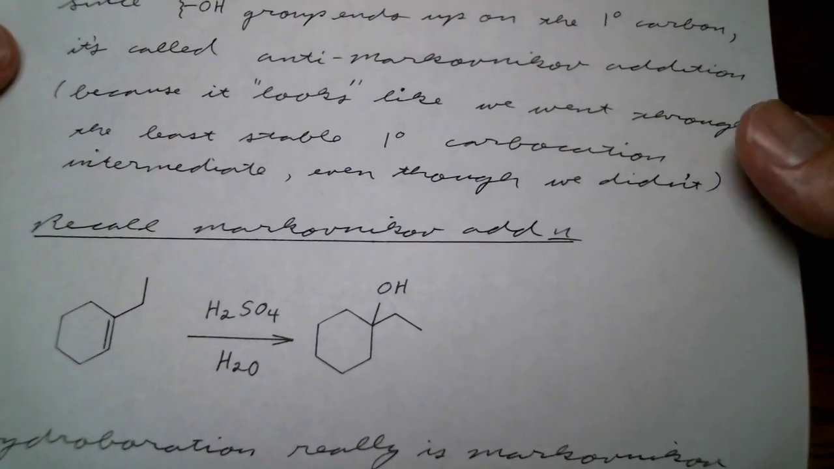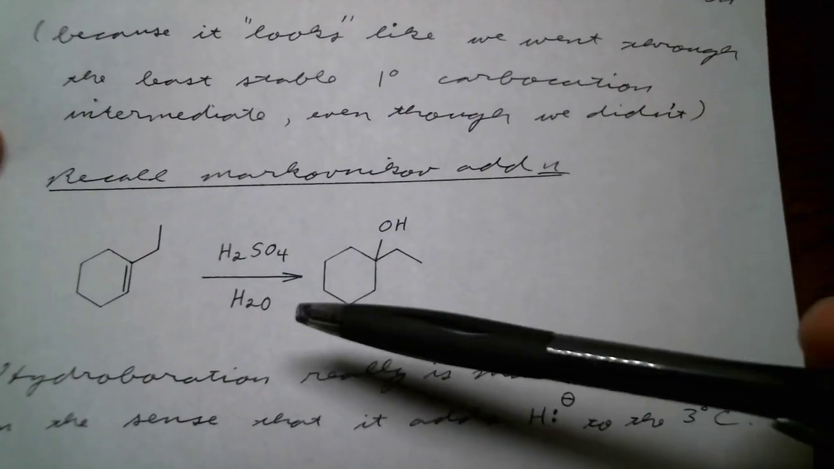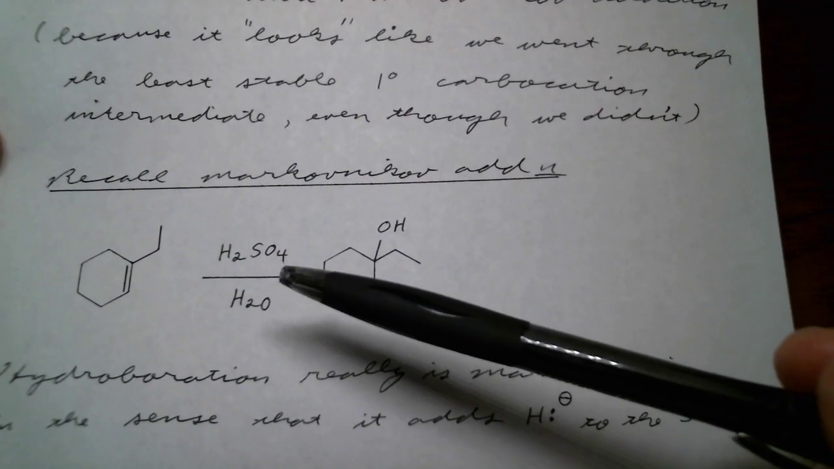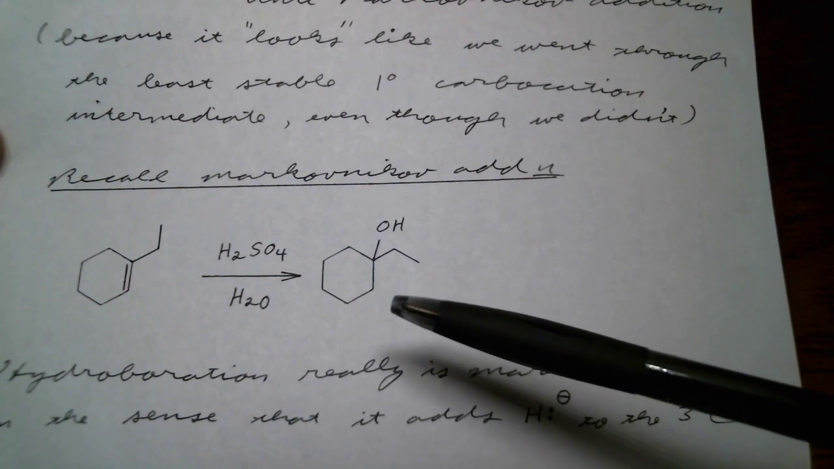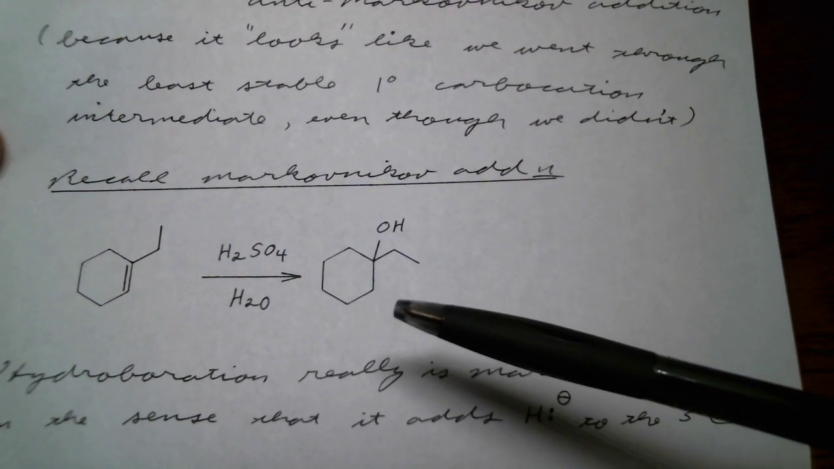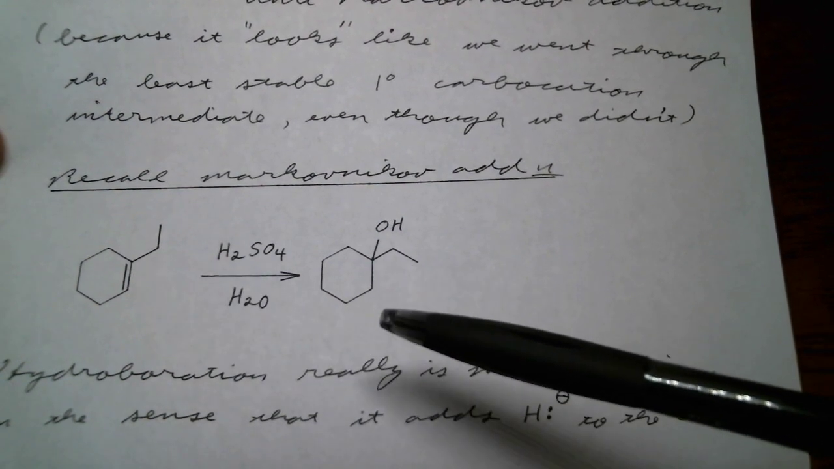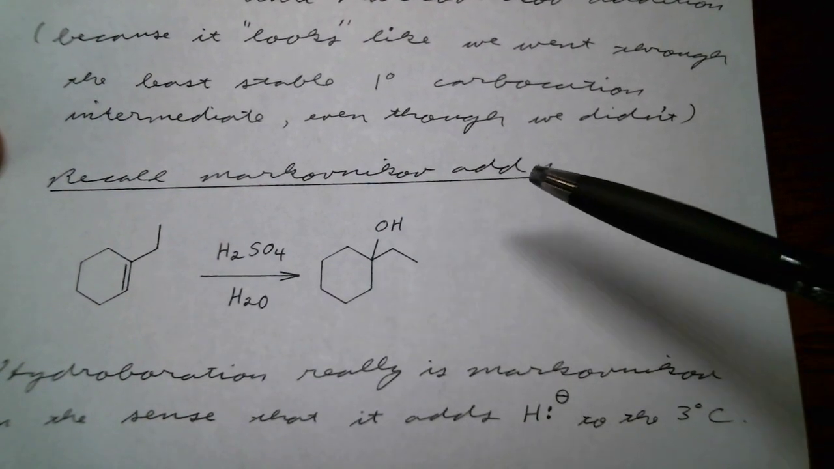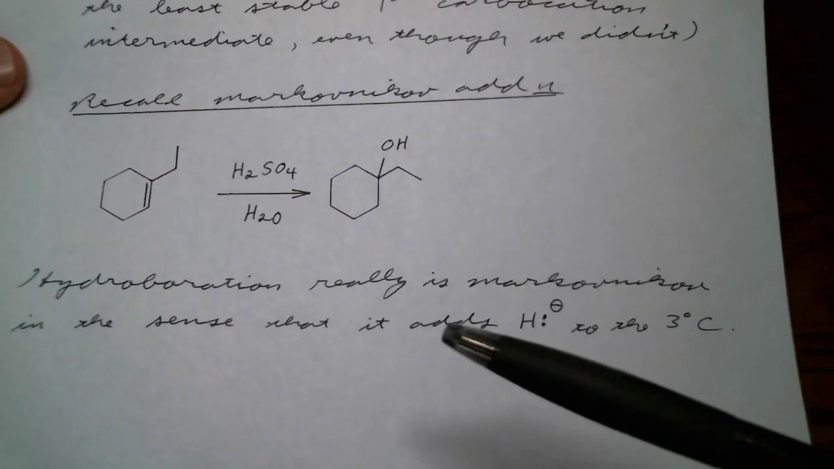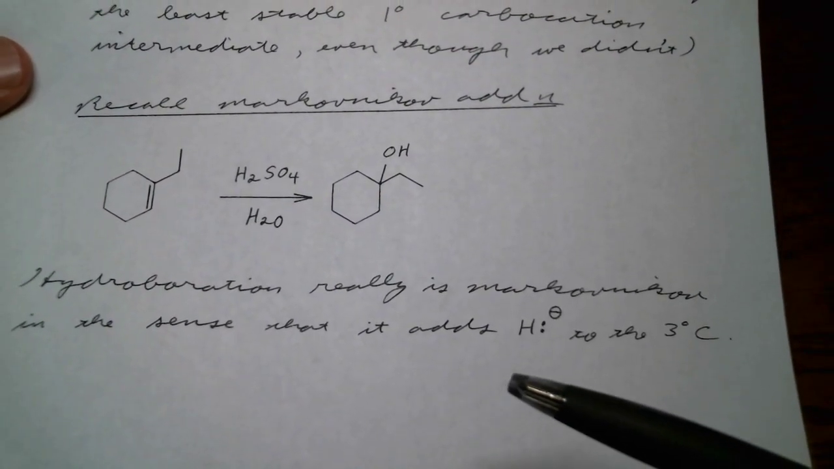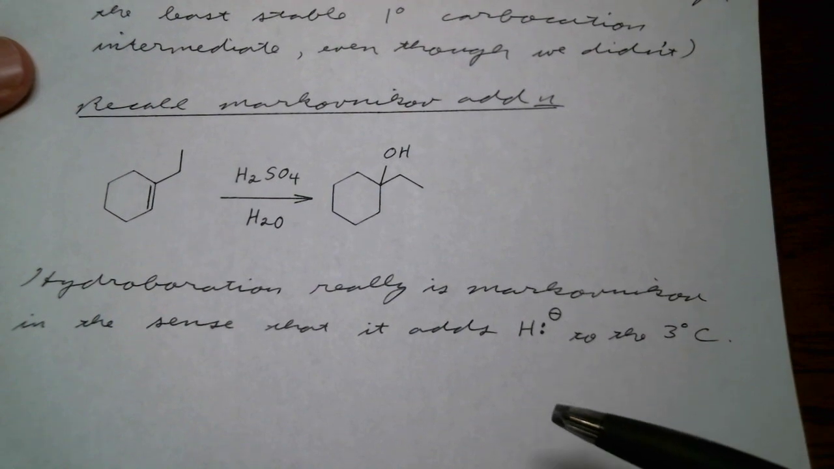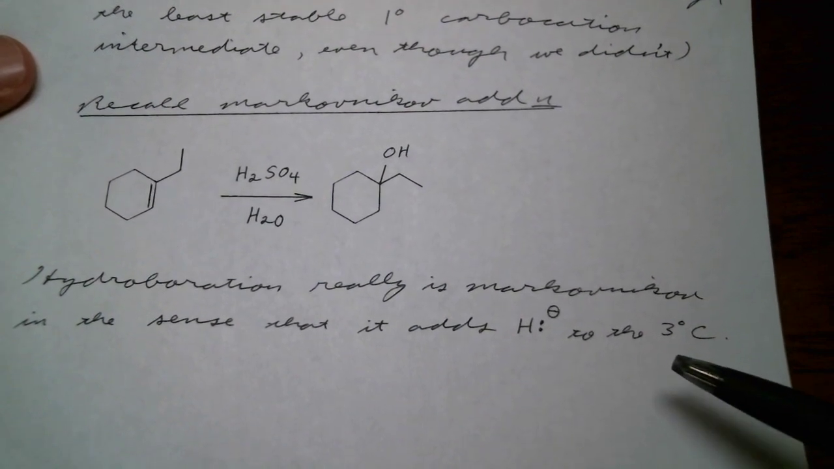So recall Markovnikov addition, that's when you add an alkene to acidic water at low temperatures. You protonate the alkene to form the most stable carbocation. In this case, it would be the tertiary one, not a secondary one, and then water adds into that. So hydroboration really is Markovnikov in the sense that it adds the hydride to the tertiary carbon.